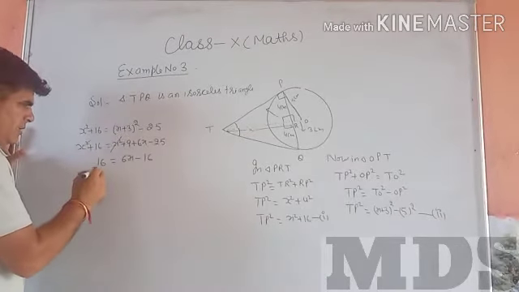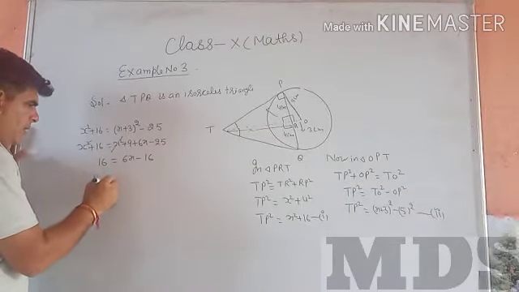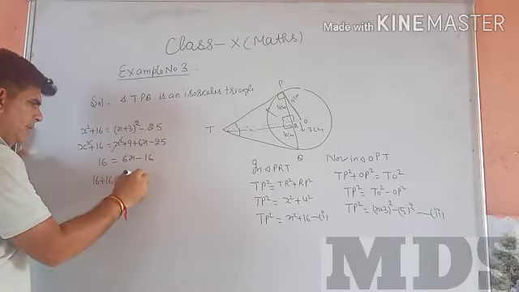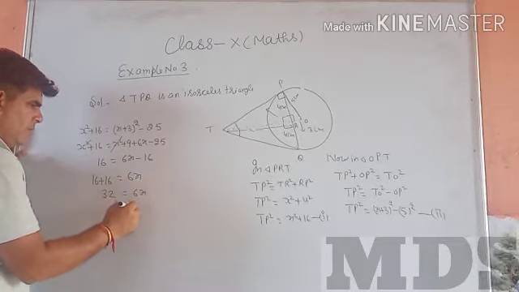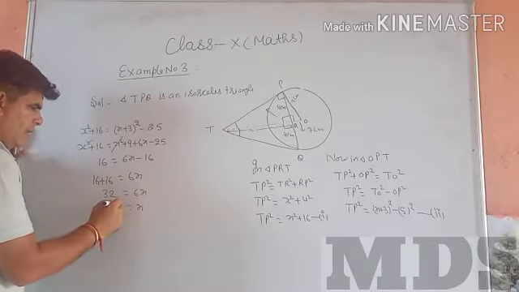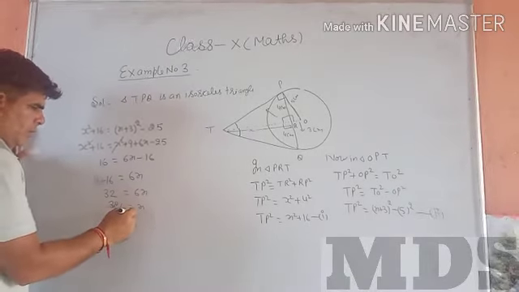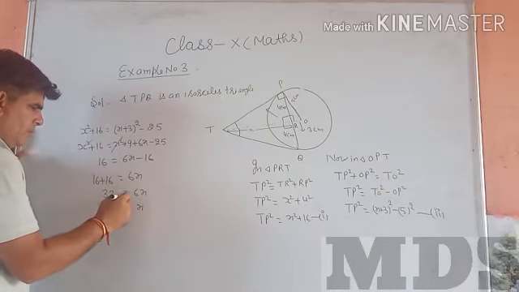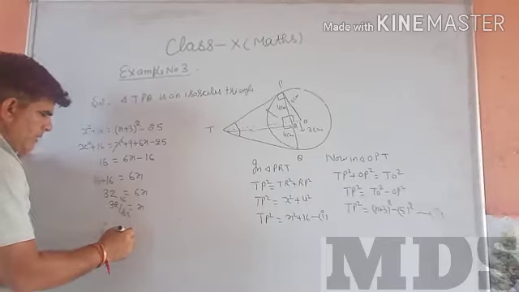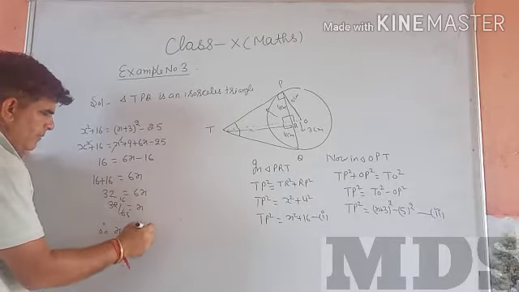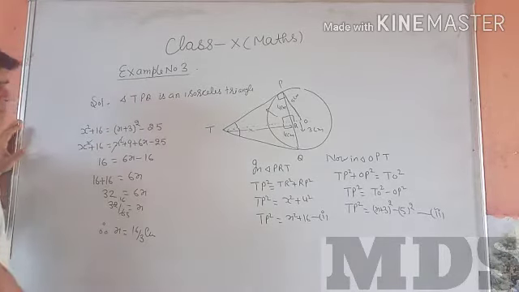Bring it to this side. 16 plus 16 is equal to 6x. 32 equals 6x. What is x? 32 by 6. 2 threes are 6, so 16 by 3. Therefore, x is equal to 16 by 3 centimeters.